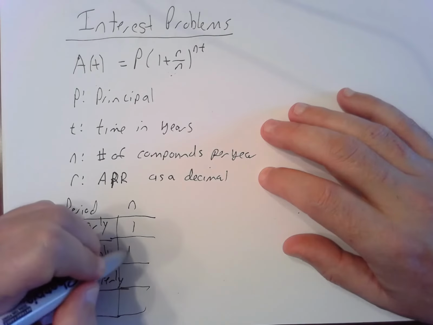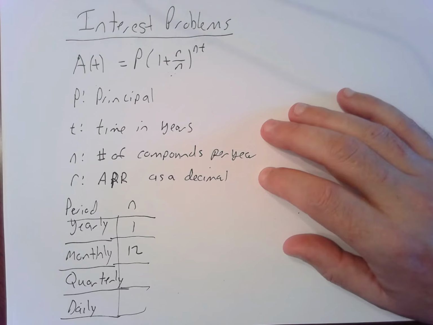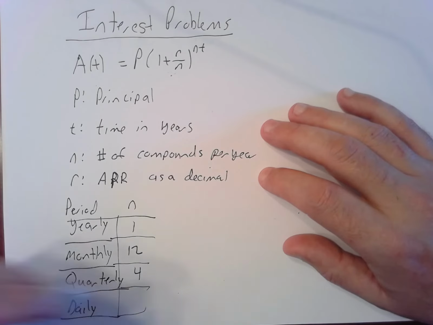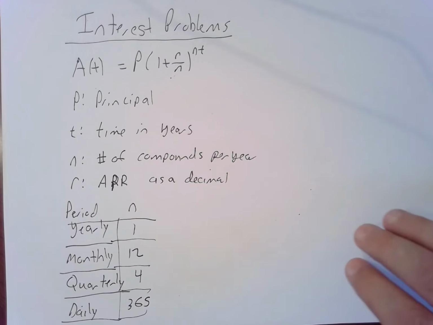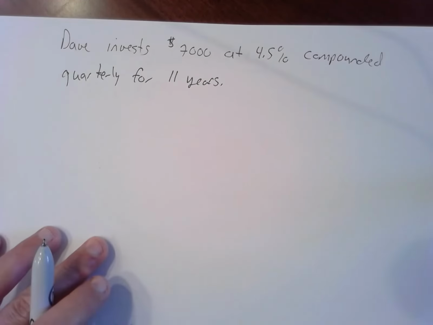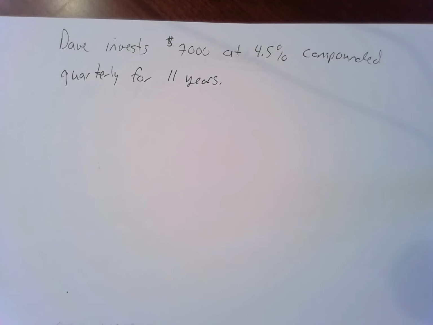If we're compounding monthly, we compound 12 times per year. If we compound quarterly, that's 4 times per year, and daily is 365 times per year.